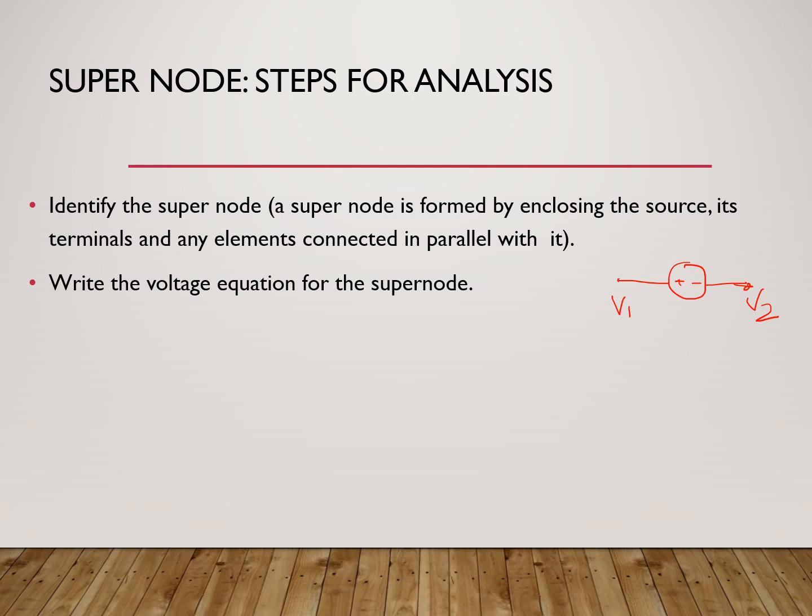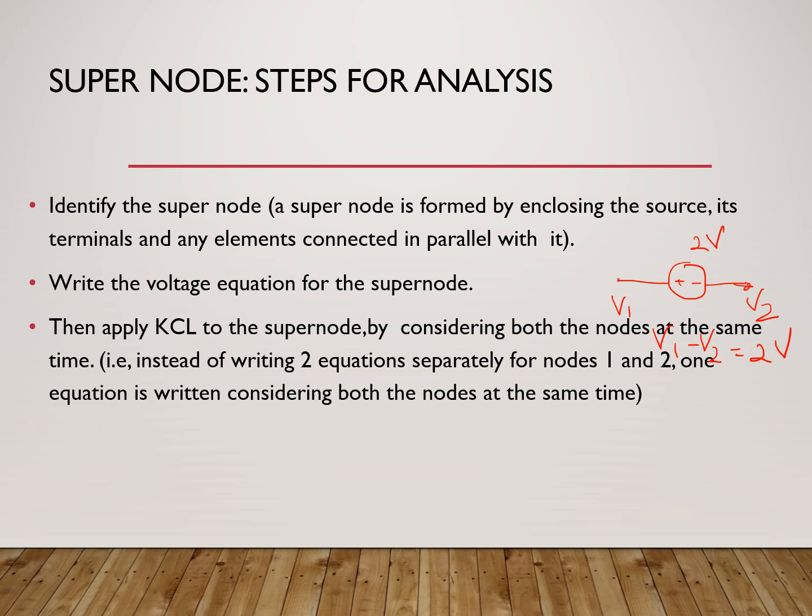Now I am not able to write the KCL here, but I'll write KVL here, which means suppose I have a 2 volt here, I can write V1 minus V2 is equal to 2 volt. This equation can be written. So write the voltage equation for the supernode using normal KVL. Then apply KCL to the supernode. So here, once we have written this, apply KCL to the supernode by considering both the nodes at the same time.